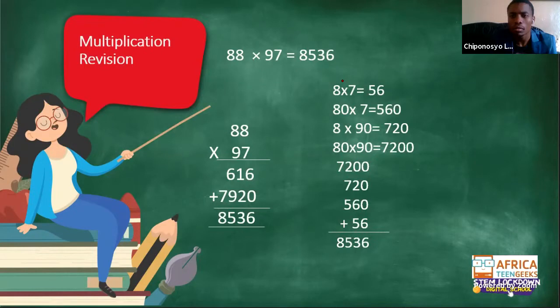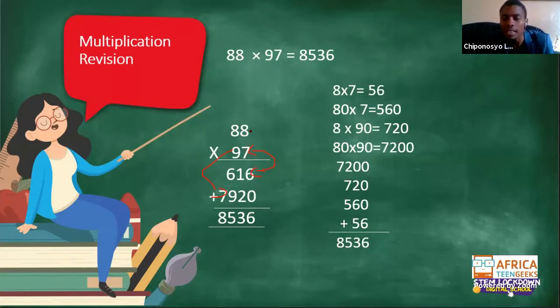Right. So we say that we start with the unit side. One part is for the units of our multiply. The other part is for the tens. So one part is for the units, the other part is for the tens. Then we start.